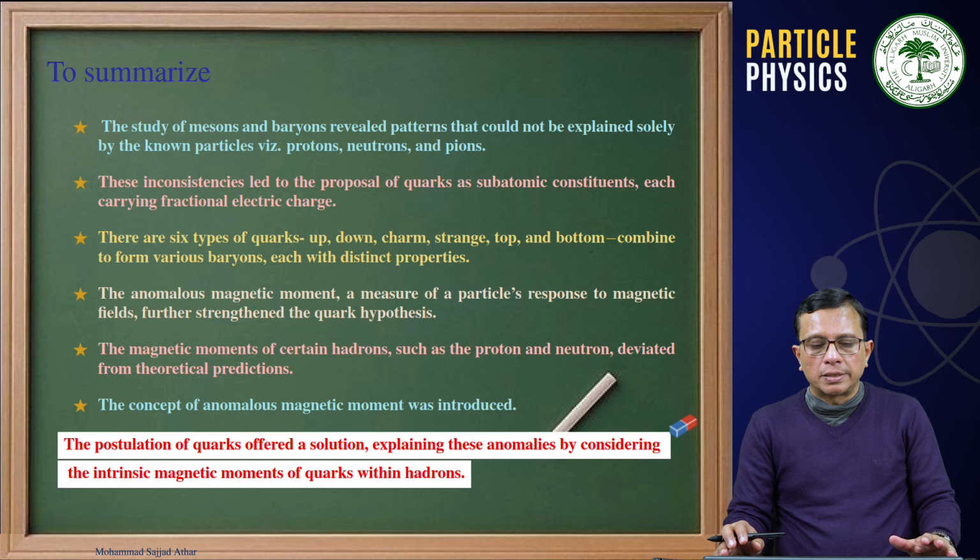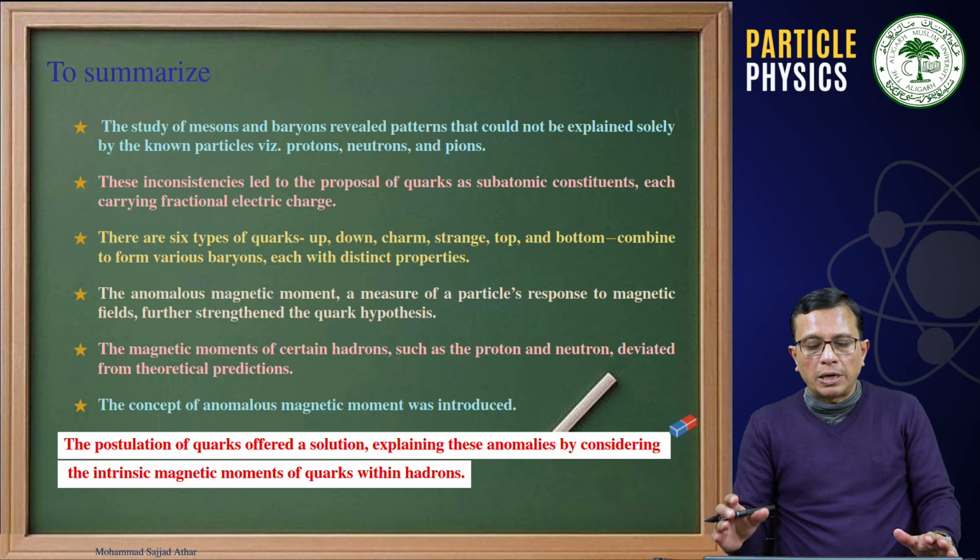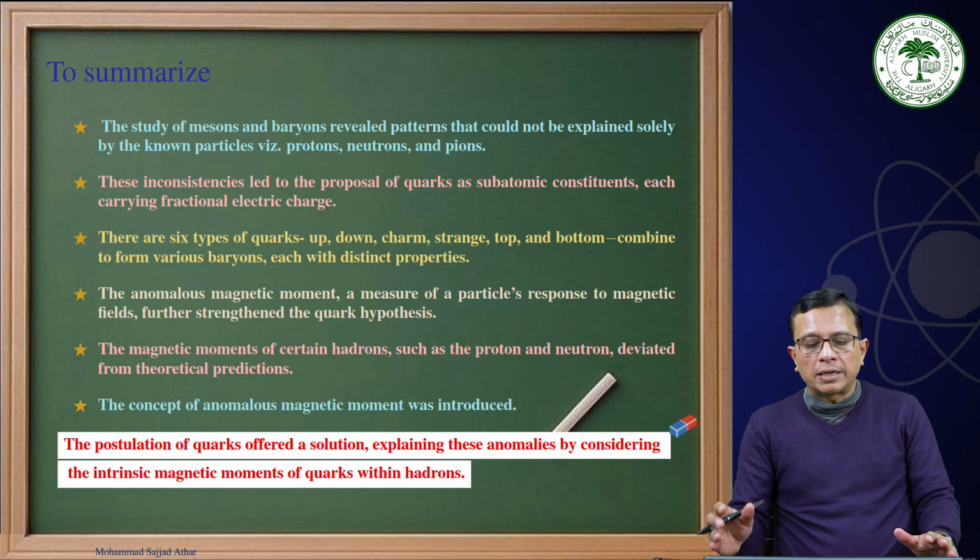Yes, let's discuss in our 11th lecture more about quarks, and then later I will also talk about the isotopic spin and its physical significance, though we have already discussed isotopic spin. What we have seen while introducing the eightfold way is that mesons and baryons reveal patterns that could not be explained by the known particles like protons, neutrons, and pions.